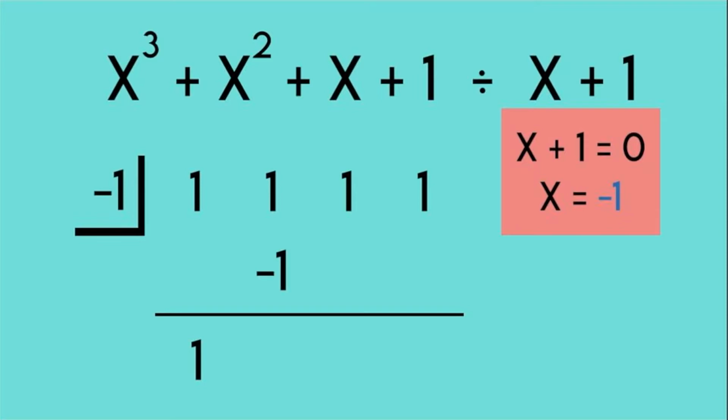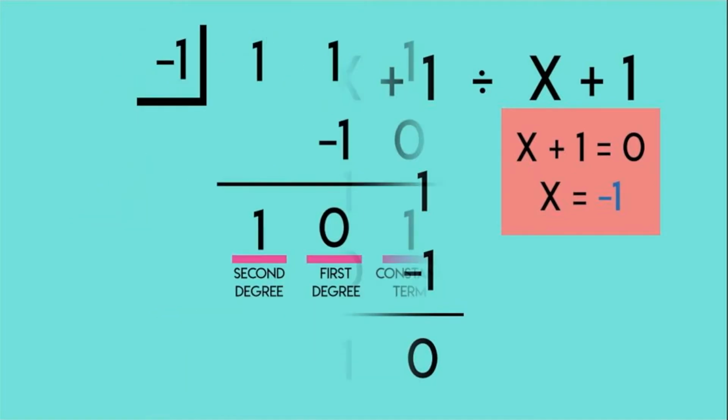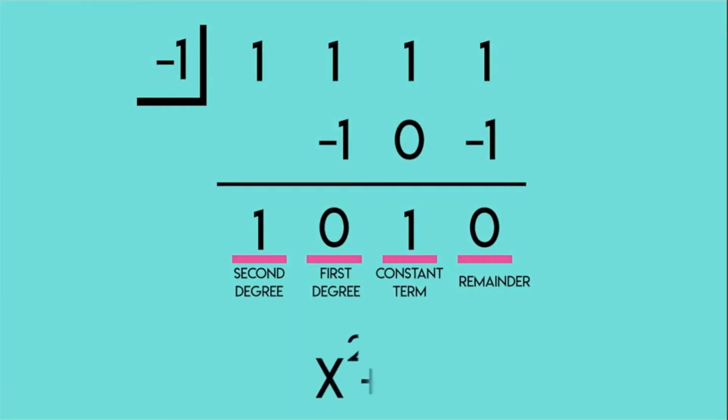Put the product below the second number, then add. And that will give you 0. So 0 times negative 1 is 0. Put it below the third number, then add. And the answer is 1. Lastly, 1 times negative 1 is negative 1. And when you add it, the answer is 0. In conclusion, our answer will be x squared plus 1.